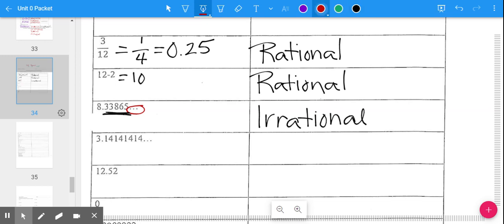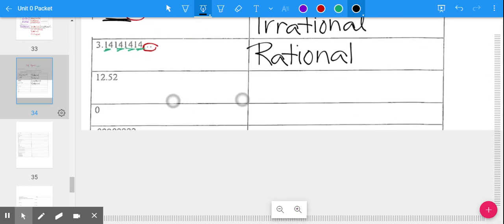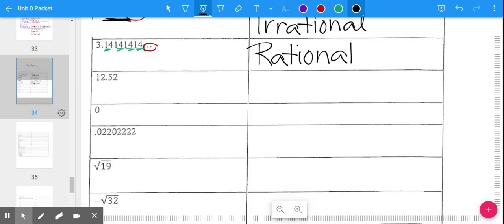The next one, we have 3.14141414... So the numbers go on and on and on. However, this pattern of 1 4 1 4 1 4 1 4 repeats, which means it is rational. 12.52, the decimal stops, therefore it's rational.